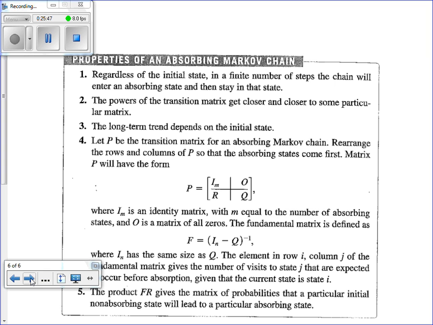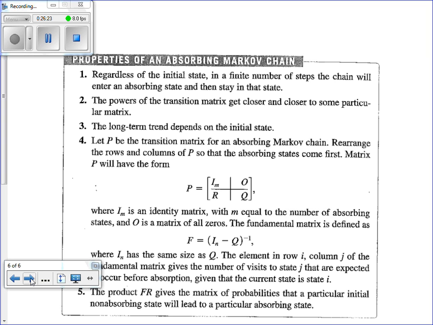Okay, some properties of absorbing chains. It says regardless of the initial state, in a finite number of steps the chain will enter an absorbing state and stay there. So it may be after the 20th game, it may be the 99th. We don't know, but at some point we get to a state that stops. It stays there, we can't get out. The powers of the transition matrix get closer and closer to some particular matrix. The long-term trend depends on the initial state, so whatever we start with is going to affect what happens in the end.